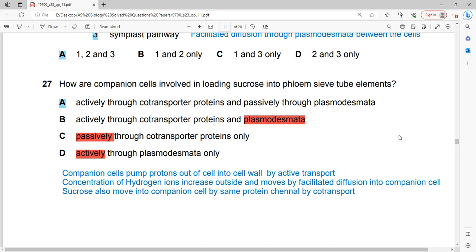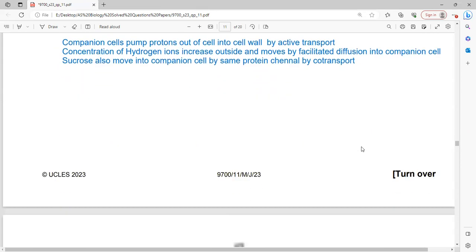What about actively through the co-transport protein and the plasmodesmata? The plasmodesmata transport is not active transport. It is driven by facilitated diffusion, while passively through the co-transport. So the co-transport is driven by active transport, not actively through the plasmodesmata. That's the wrong option. So A is our correct option here.